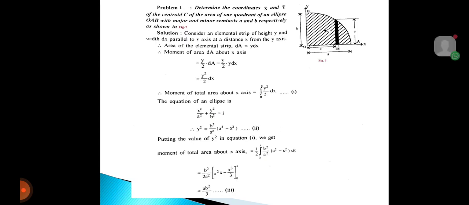Putting the value of y square in equation 1, we get the moment of total area about the x-axis as half of the integration from 0 to a of b square by a square into a square minus x square dx. So, we have to integrate it first, and finally we will get a b square by 3.